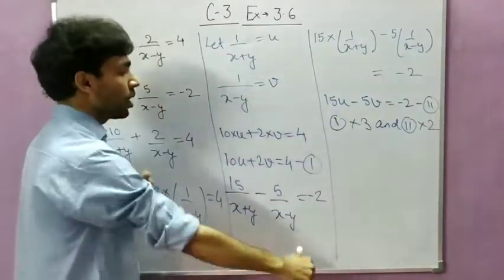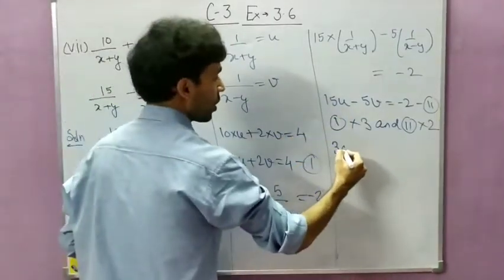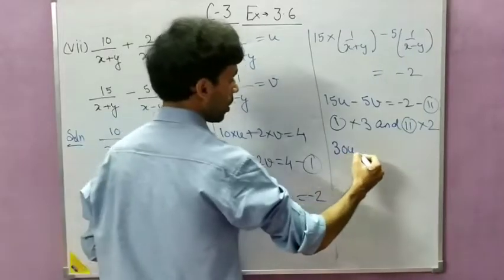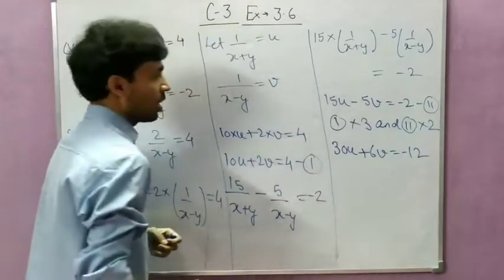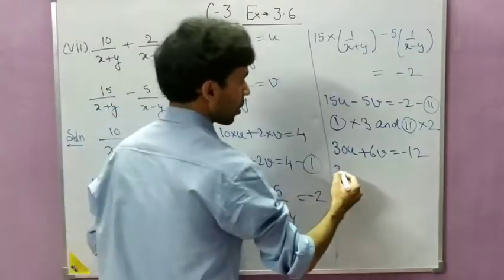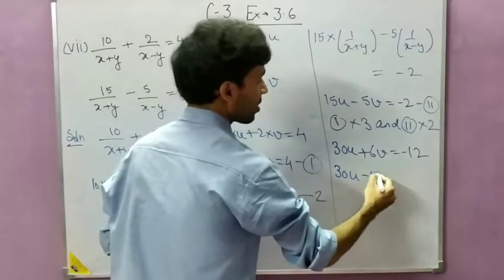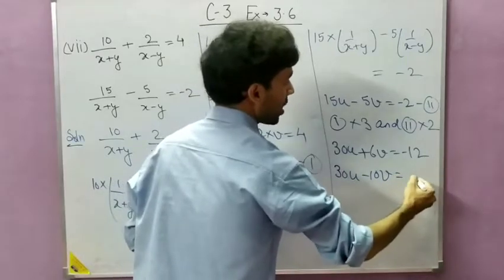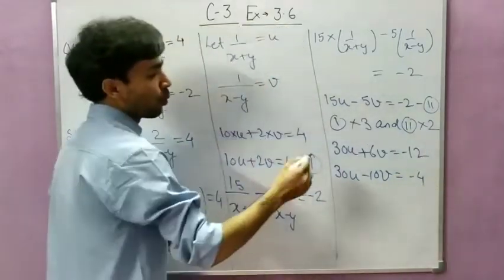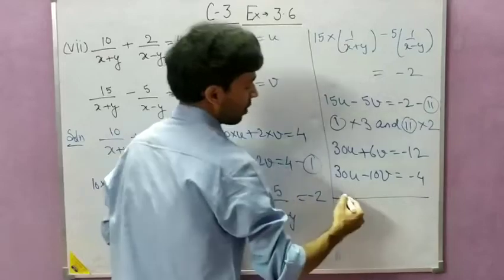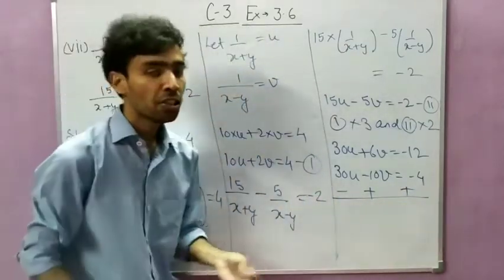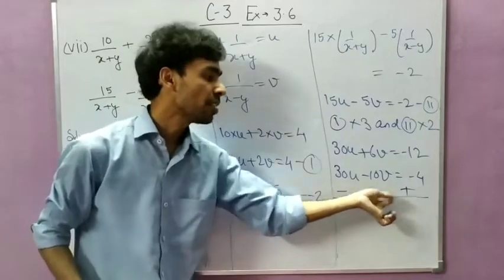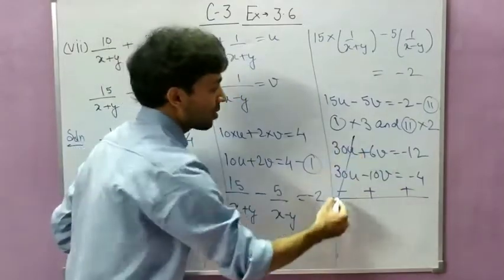So now do the same thing. Equation 1 will become 30u plus 6v equal to minus 12, and equation 2 will become 30u minus 10v equal to minus 4. Now because both have the same sign, we will subtract. After subtraction, the sign will be changed. This will become minus, this will become plus, this will become plus. So this will be cancelled.